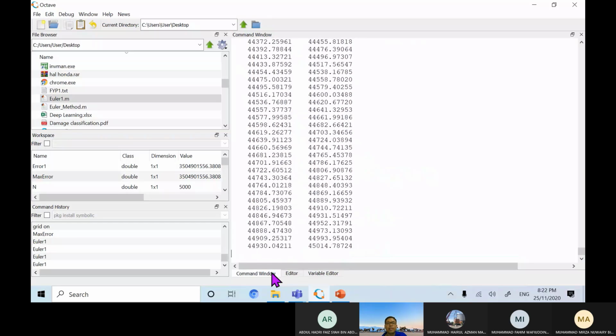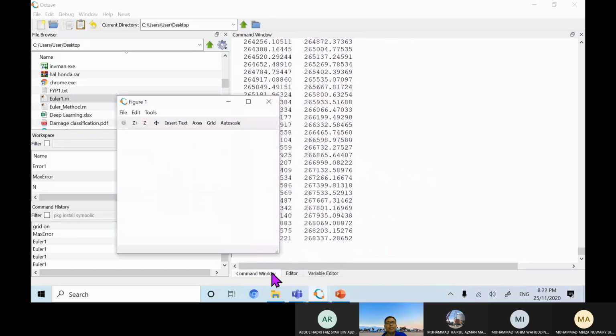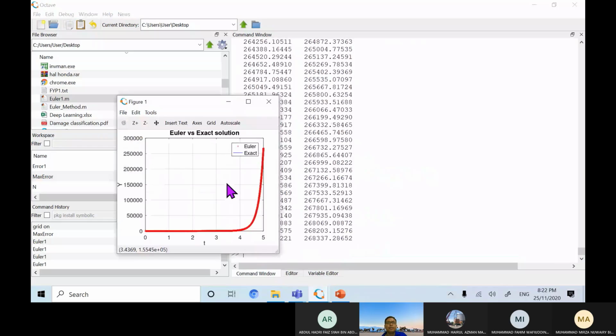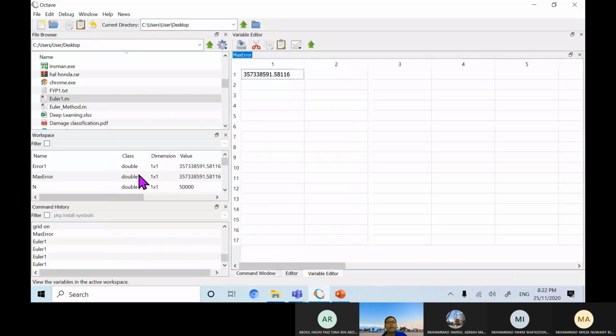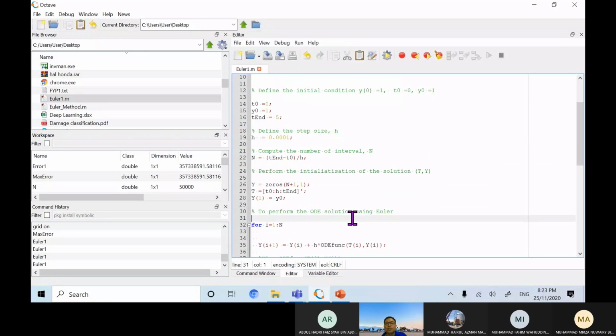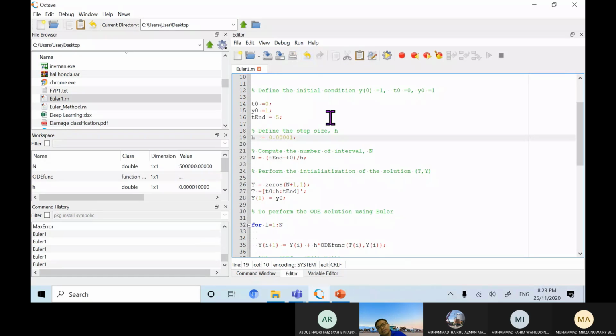Perkiraan yang lebih panjang lagi sebab dia punya number of n will be larger. Nampak graf baru keluar. Okay. And then the max error is still large. So meaning that I can do to decrease this. Kita boleh decrease this and run it again. And study the effect to the solution and also to the accuracy.